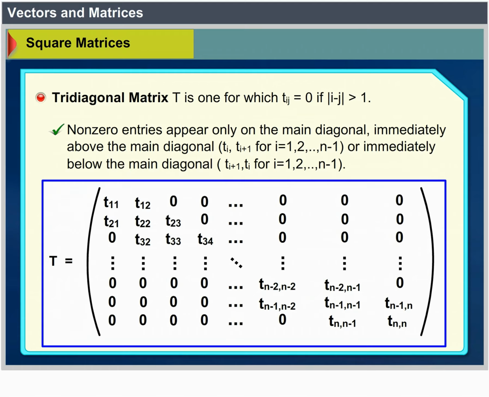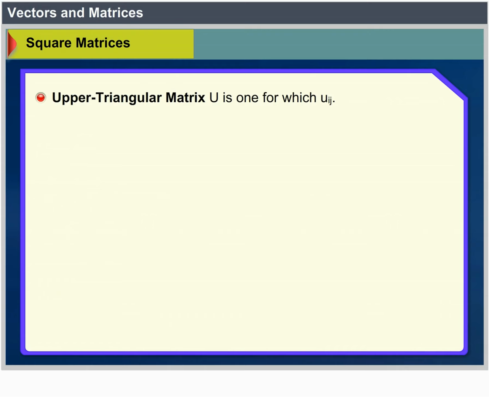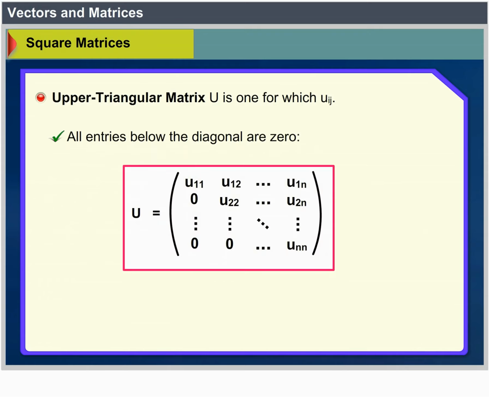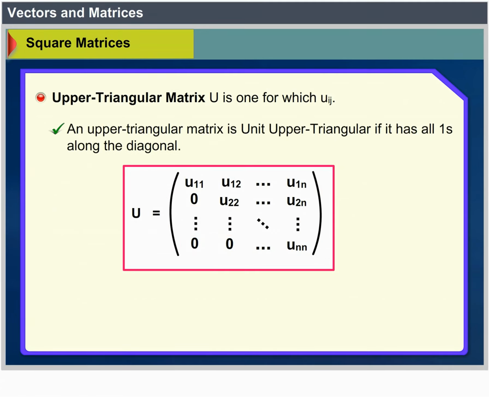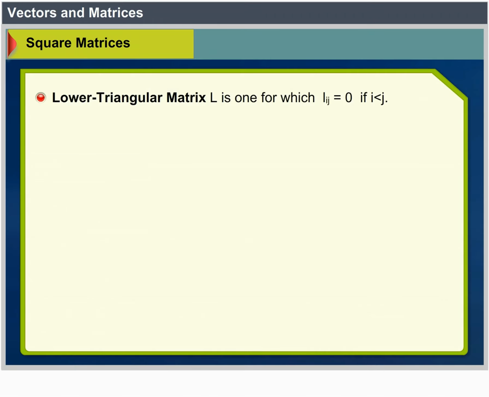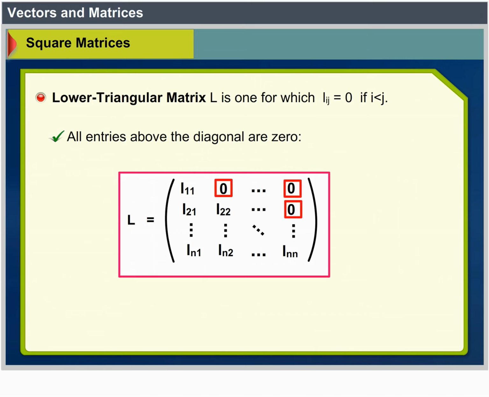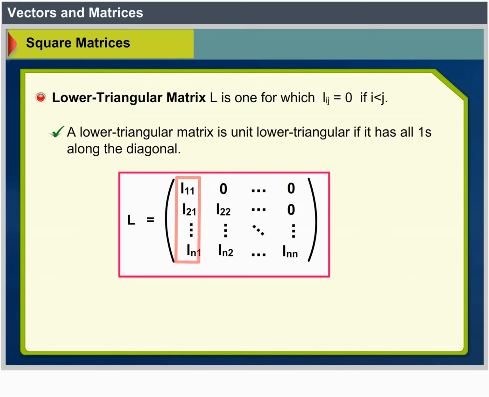Upper triangular matrix. An upper triangular matrix U is one for which u_ij = 0 if i > j. All entries below the diagonal are 0, as shown here. An upper triangular matrix is unit upper triangular if it has all ones along the diagonal. Lower triangular matrix. A lower triangular matrix L is one for which l_ij = 0 if i < j. All entries above the diagonal are 0, as shown here. A lower triangular matrix is unit lower triangular if it has all ones along the diagonal.